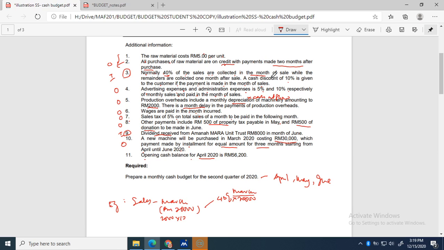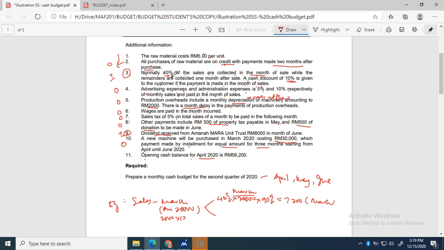But for this 40%, there is a cash discount of 10% given to the customer that pays in the month of sales. So sales in March collected in March, you will give a discount of 10%. So collection is only 90% after minus the discount of 10%. So how much do you collect in March? 7,200. This is the collection in March.